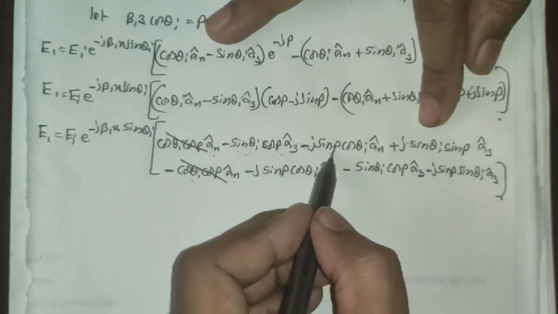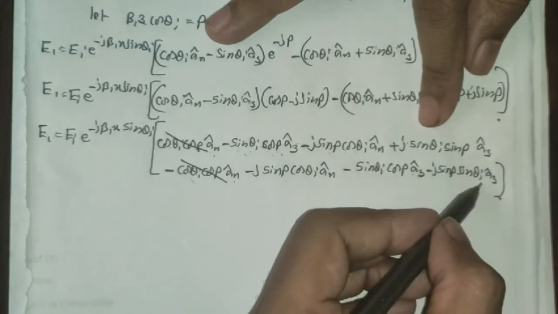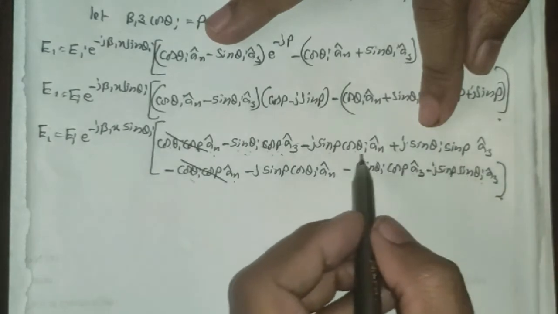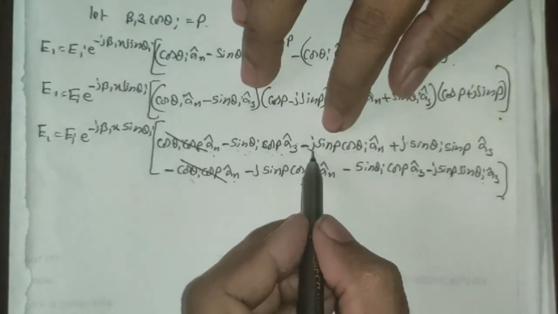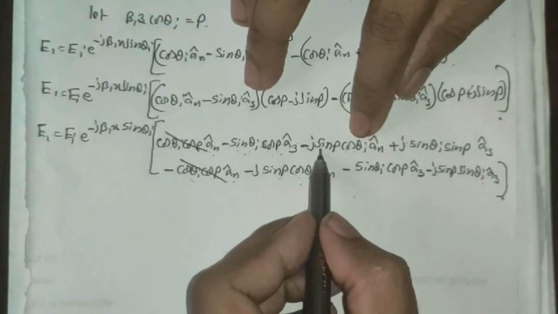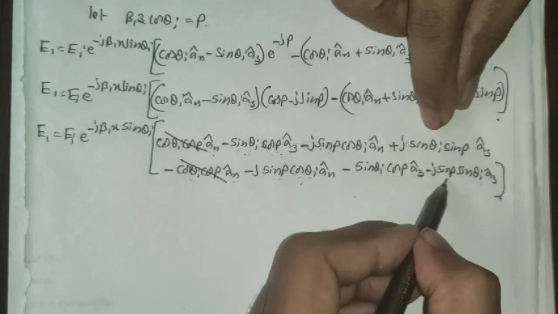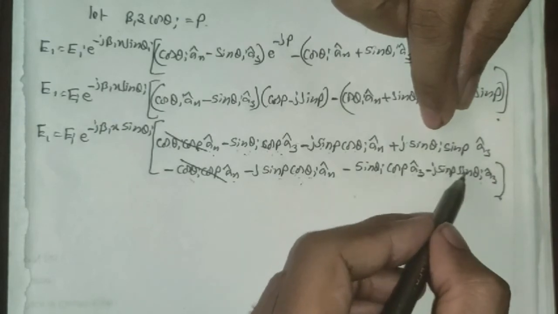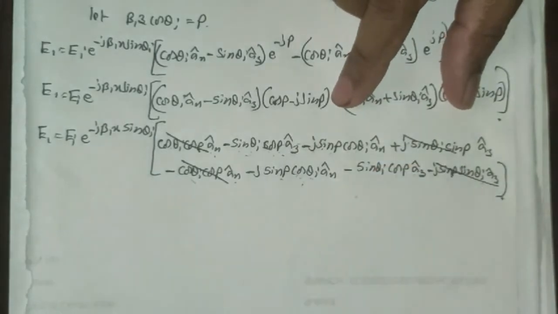At the same time, minus j sin p into cos theta I into ax cap. Minus j sin p cos theta I into ax gives similar terms. And at the same time, j sin theta I sin p az. So here these two terms get cancelled off.